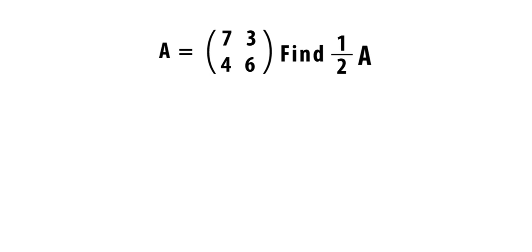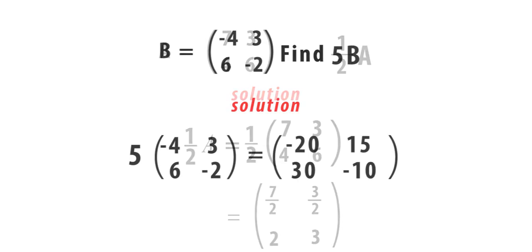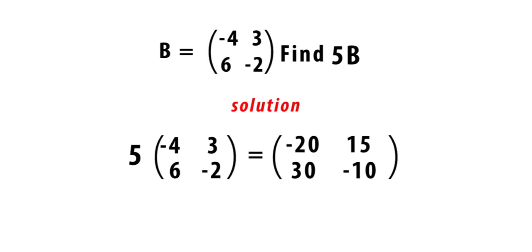Good. Let's also find half A. So half multiplied by the matrix A is equal to half multiplied by 7, 3, 4, 6. And that will give us 7 divided by 2, 3 divided by 2, 2, 3. Similarly, if we have 5 multiplying the matrix negative 4, 3, 6, negative 2, then the answer would be negative 20, 15, 30, negative 10.